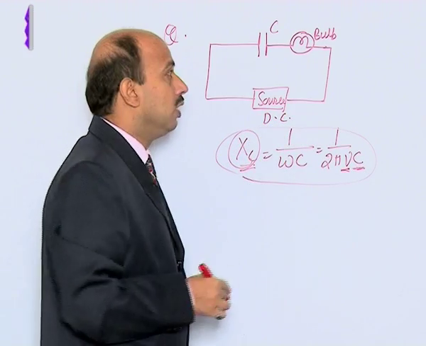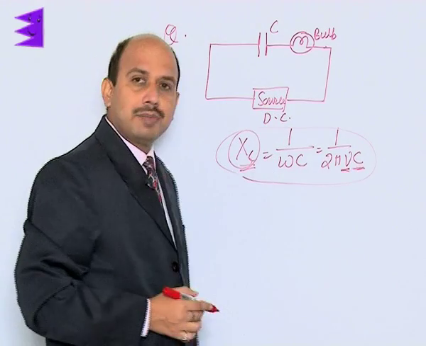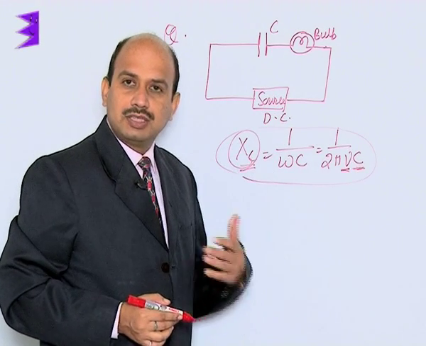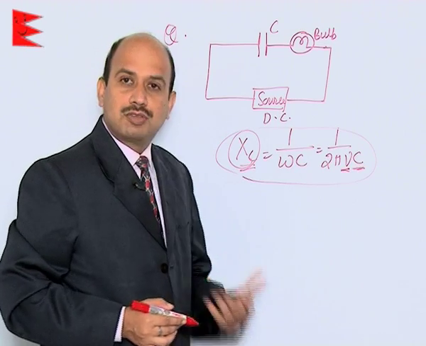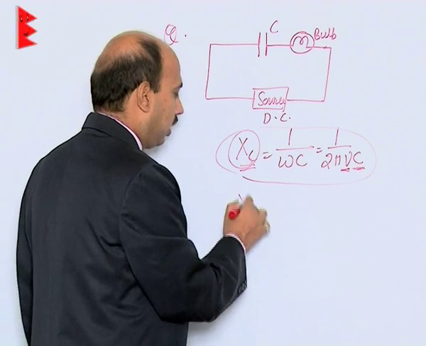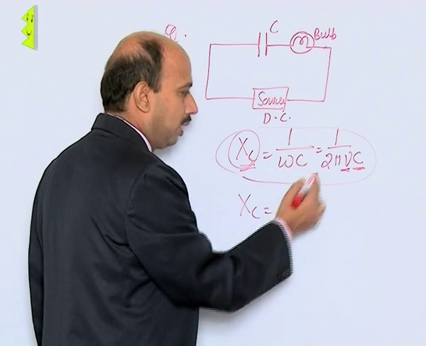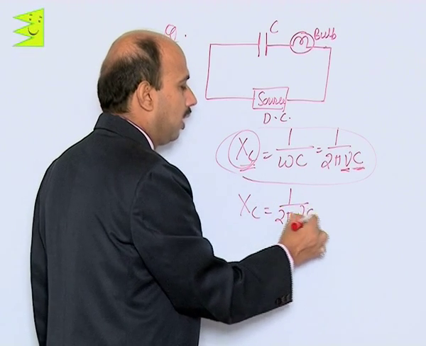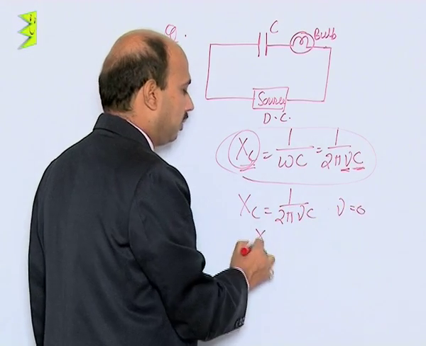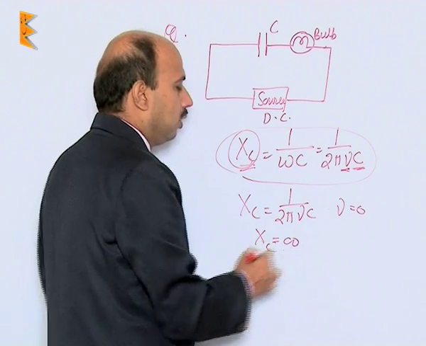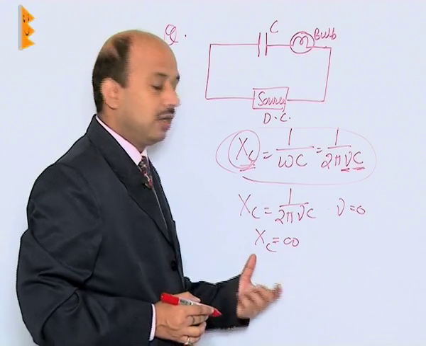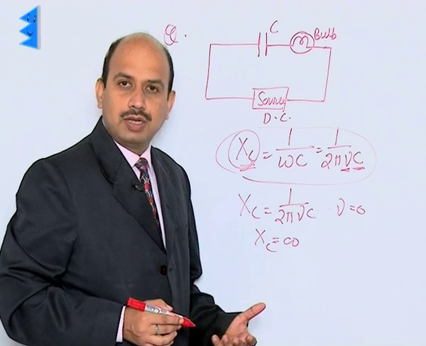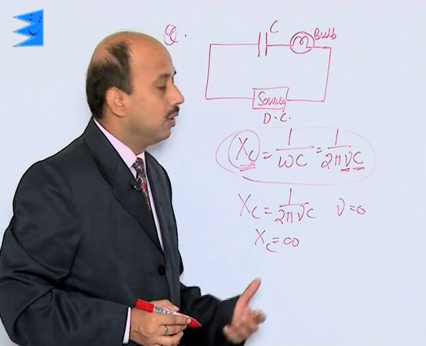When you connect a DC source, what happens? The capacitor starts getting charged. When the capacitor is fully charged, it blocks DC. We have already seen that Xc is equal to 1 upon 2 pi nu C, and for DC, nu is equal to 0. So Xc becomes infinite. When the capacitor gets fully charged, it blocks DC; it does not allow DC to flow. As a result, the bulb will not glow.